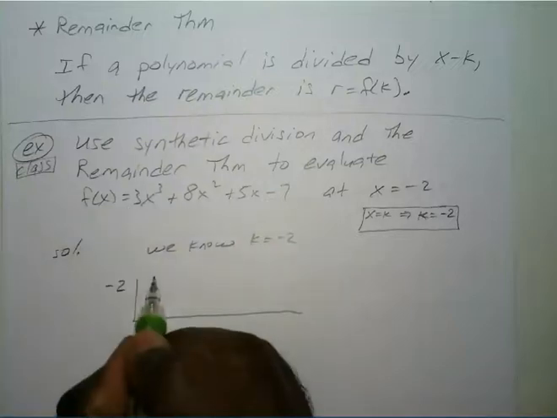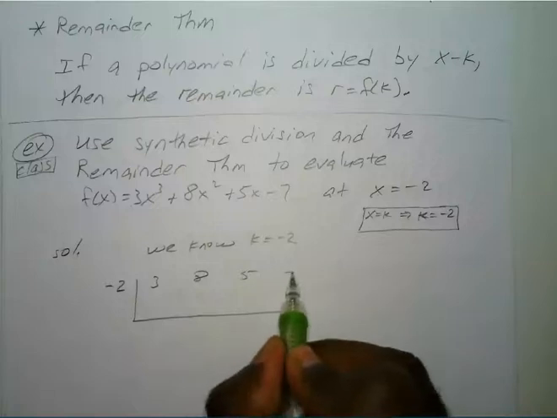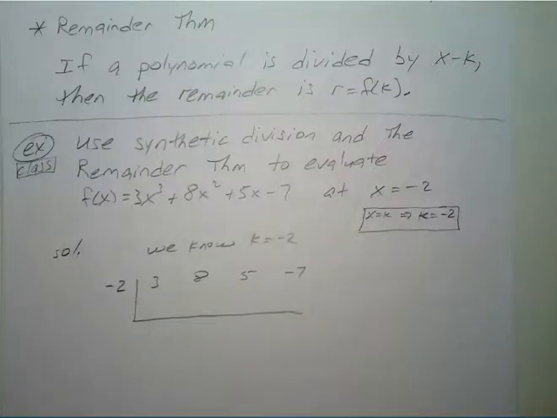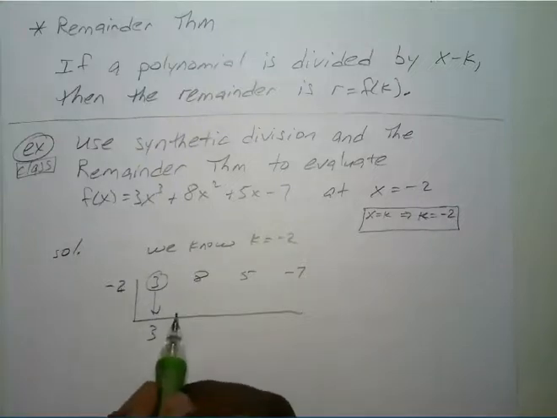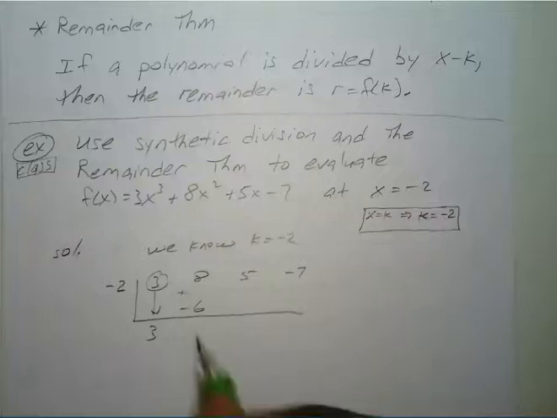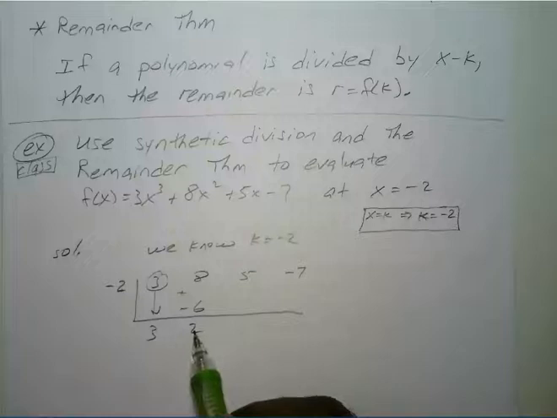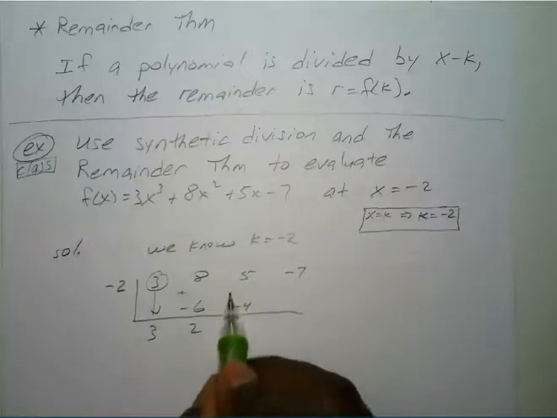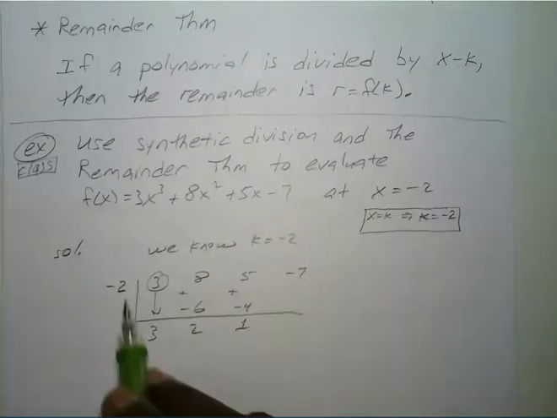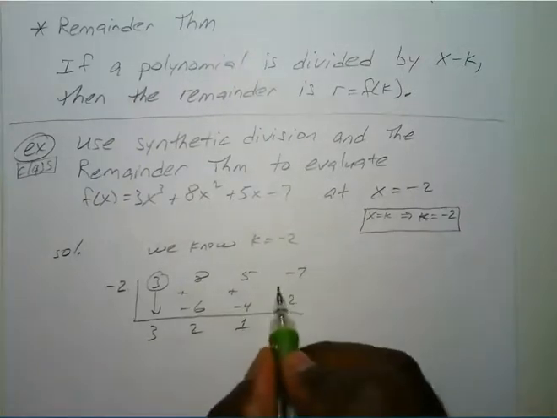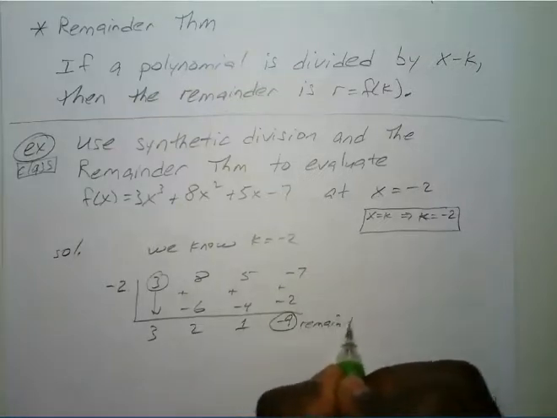Okay, we have 3x to the third plus 8x squared plus 5x minus 7. So we go ahead and bring down our first one. Negative 2 times 3 is negative 6. We add them together, 8 plus negative 6, positive 2. Negative 2 times positive 2 is negative 4. We add those together, 5 plus negative 4 is positive 1. Negative 2 times 1 is negative 2. We add those together, and we get negative 9 as our remainder.